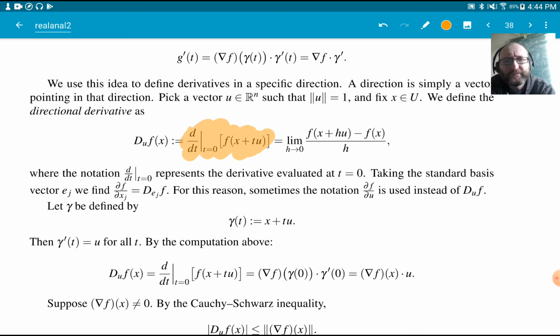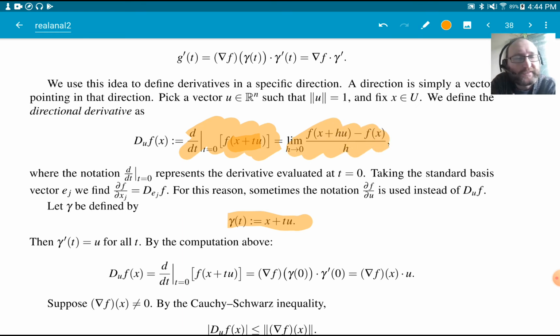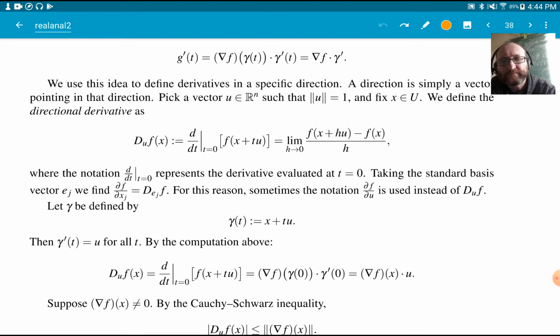If I think of moving along in the direction u using this curve, which I'm going to define over here, and composing, so it's f composed with gamma, then it's just the derivative, right? This is exactly the same thing. That's just writing out, basically by definition, what this derivative is, right?